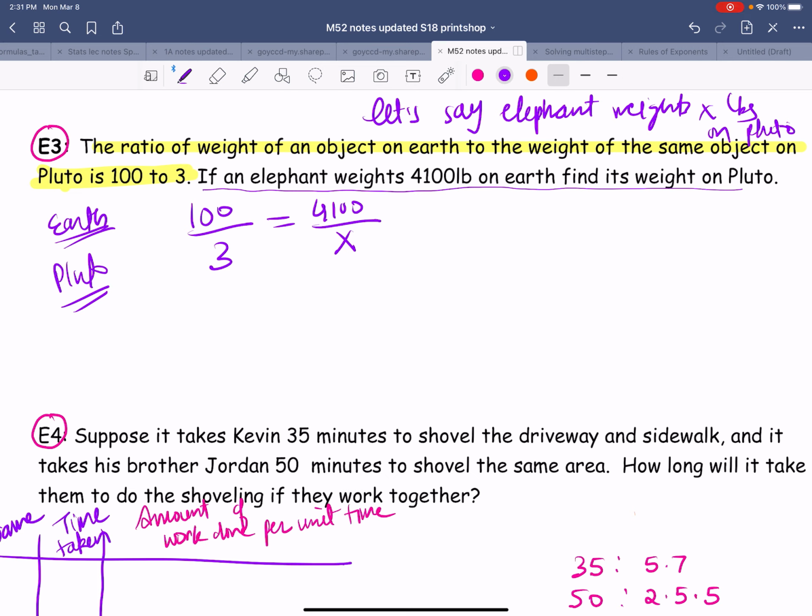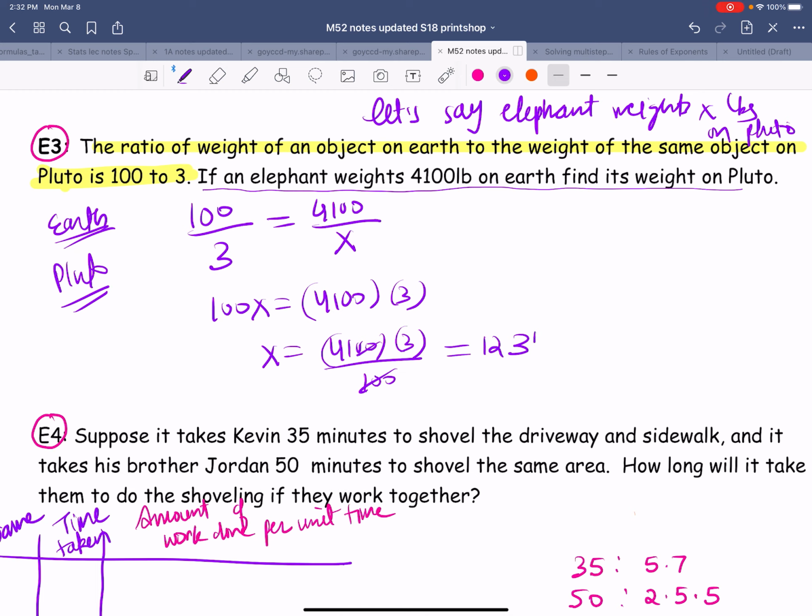All right, so let's go ahead and cross multiply. 100x equals 4,100 times 3. x is 4,100 times 3 divided by 100. 41 times 3 is 123 pounds. So the elephant will weigh 123 pounds on Pluto.